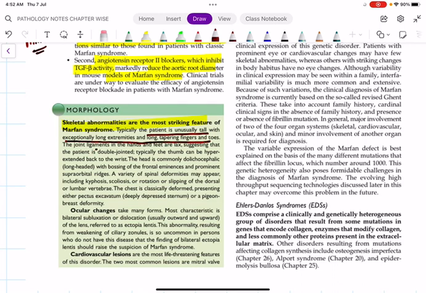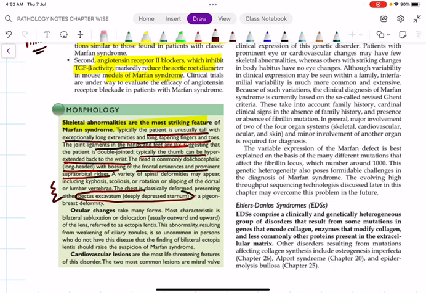I told you that the ligaments will be lax. Remember, the thumb can be hyperextended back to the wrist because of the laxity of the joint ligaments. It will be long-headed. The patient will be long-headed with bossing of the frontal eminence, prominence of the supraorbital ridge, and a lot of spinal abnormalities like scoliosis, kyphosis, everything will be there. And there is a deeply depressed sternum, that is called pigeon breast deformity, also called pectus excavatum.